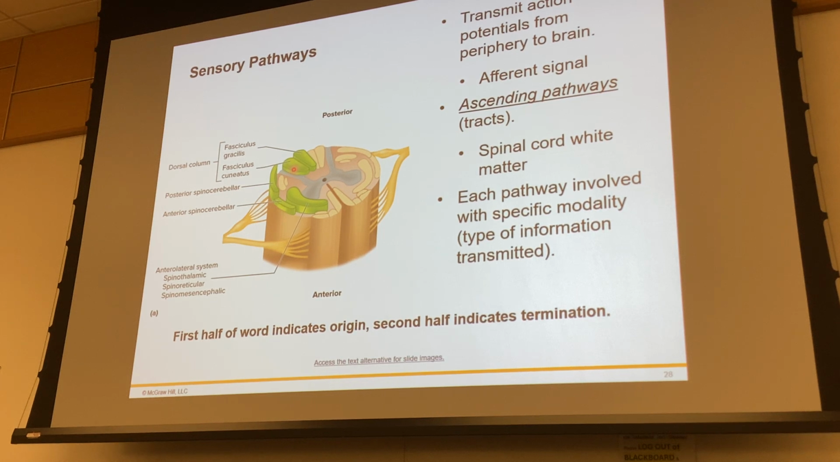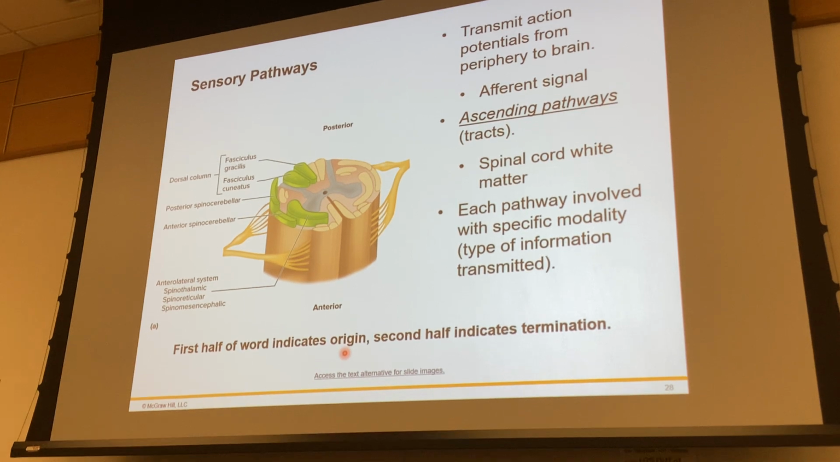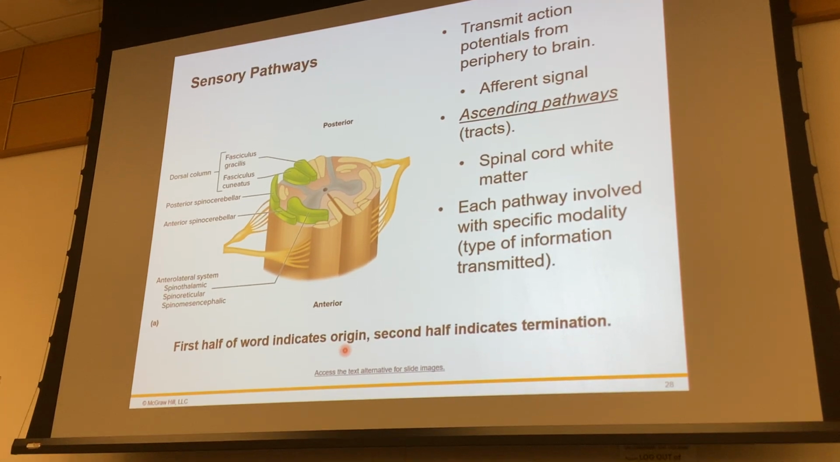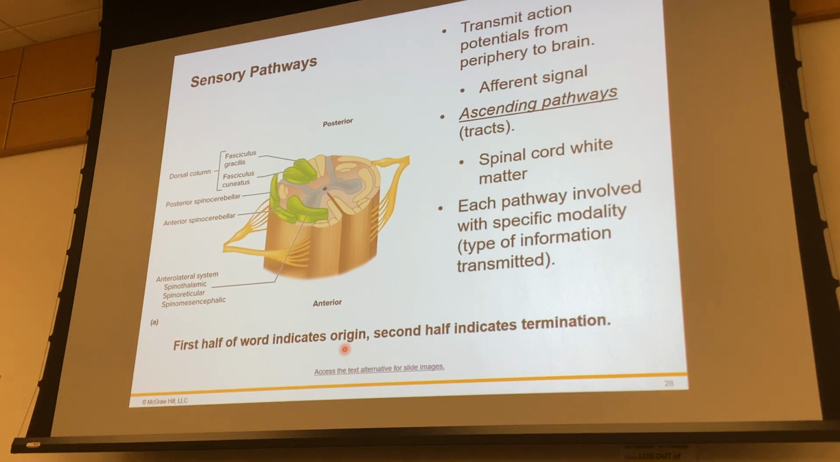These are a series of these green areas right here in the white matter of the spinal cord. These green areas are individual tracts, and those individual tracts have specialized names. If you look at the bottom here, the first half of the word indicates the origin, and the second half indicates the termination. What does termination mean?